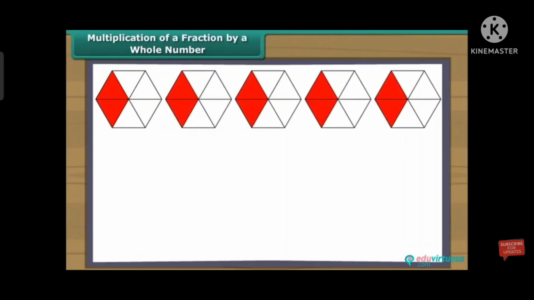Look at these hexagons and find out the total red-colored part. 2/6 of each hexagon is red-colored. Thus, in total we have 10/6 part red-colored. We can also find this by multiplying 5 with 2/6. Thus, to multiply a whole number with a proper or improper fraction, we multiply the whole number with the numerator of the fractions, keeping the denominator same.